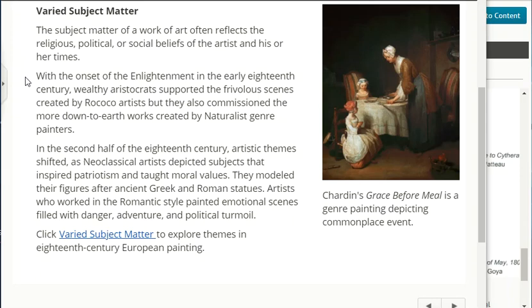With the onset of the Enlightenment in the early 18th century, wealthy aristocrats supported the frivolous scenes created by Rococo artists, but they also commissioned the more down-to-earth works created by naturalist genre painters. In the second half of the 18th century, artistic themes shifted as neoclassical artists depicted subjects that inspired patriotism and taught moral values. They modeled their figures after ancient Greek and Roman statues. Artists who worked in the Romantic style painted emotional scenes filled with danger, adventure, and political turmoil.